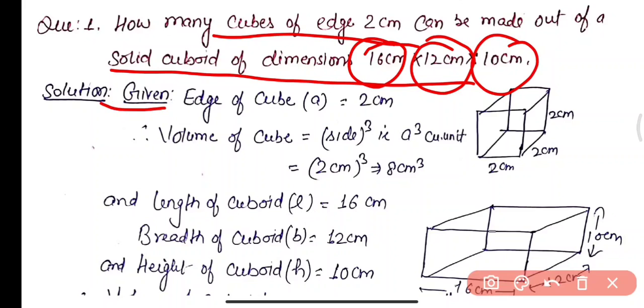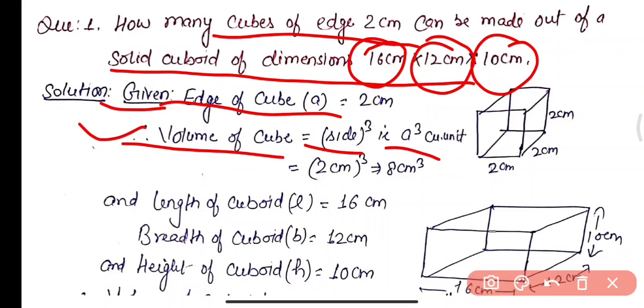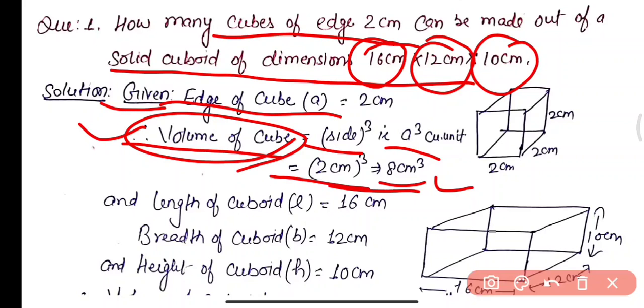So we are given that the edge of the cube, that is a, equals 2 centimeter. So the volume of the cube will be side cube, that is a cube, cubic unit. So a is 2 centimeter, so 2 centimeter cube will be 8 centimeter cube. So this is the volume of the cube. So we get the volume of the cube as 8 centimeter cube, or you can say 8 cubic centimeter.